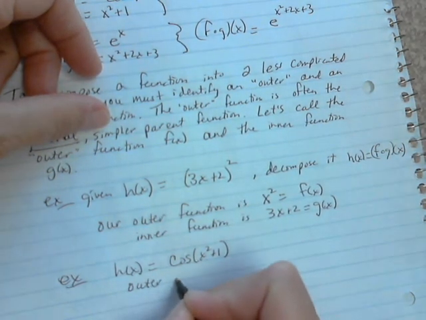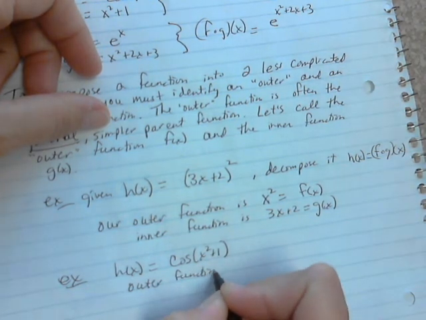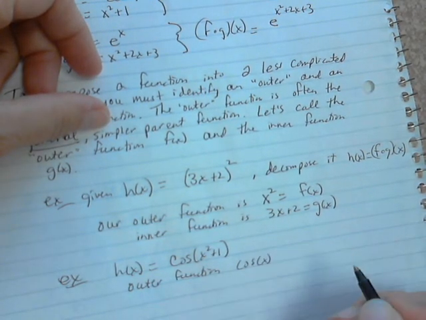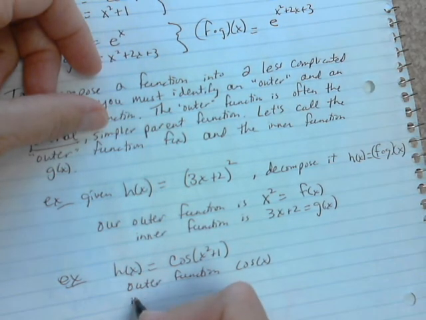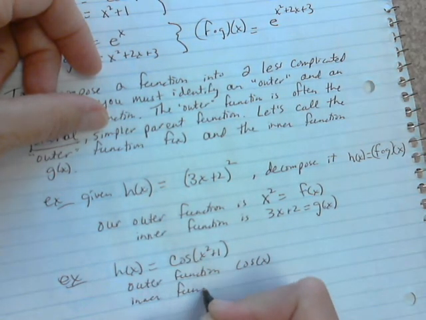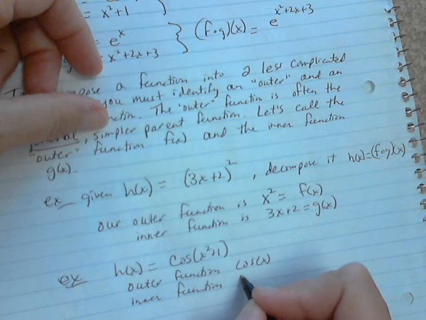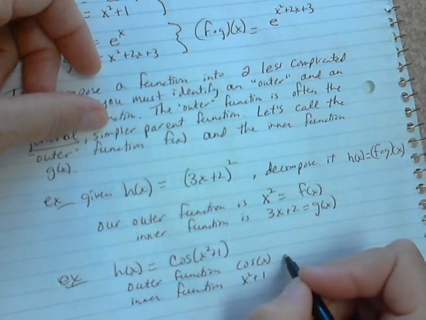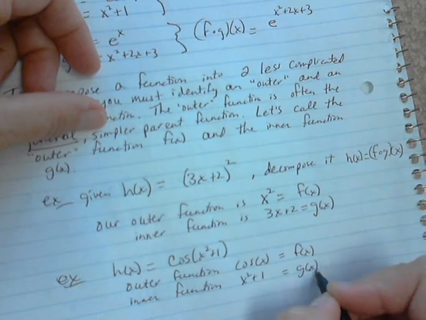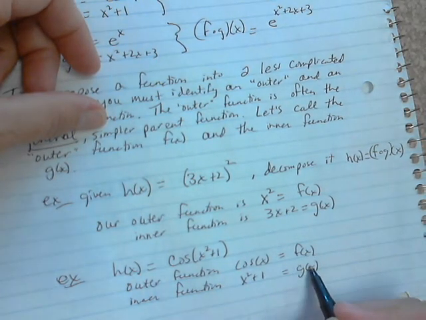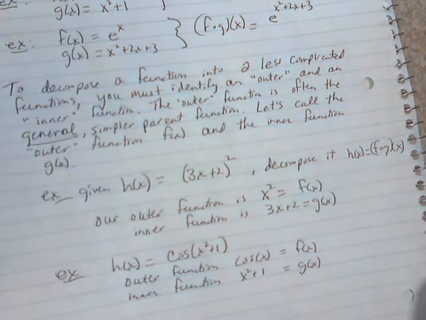So we'll call our outer function cosine of x. And what are we taking the cosine of? We're taking it of the inner function, which is x squared plus 1. And we can let our outer function be f of x, our inner function be g of x, and if we did a composition, f of g of x, we would get h of x.